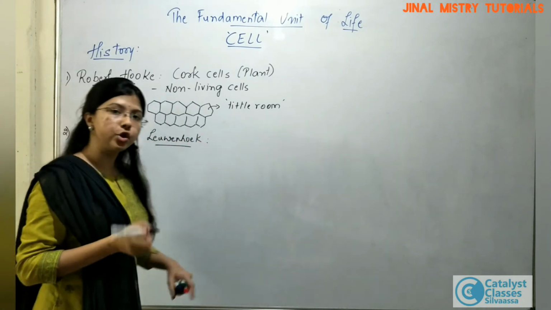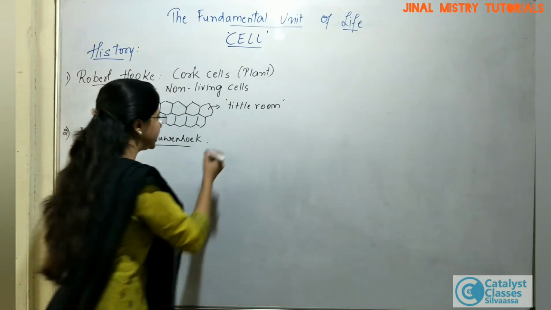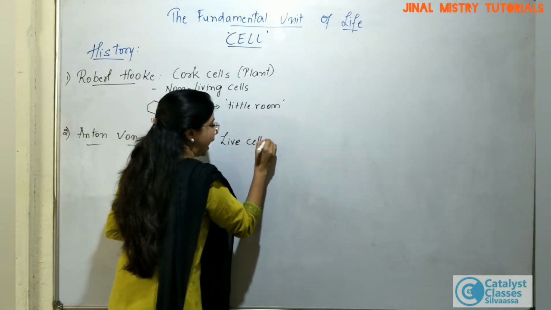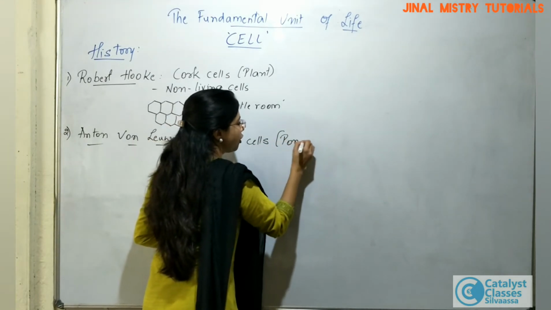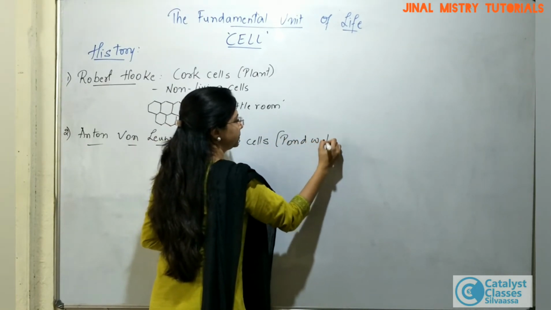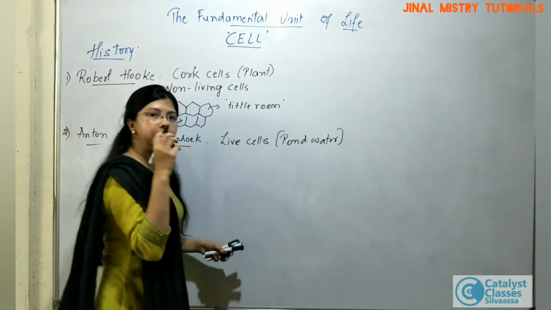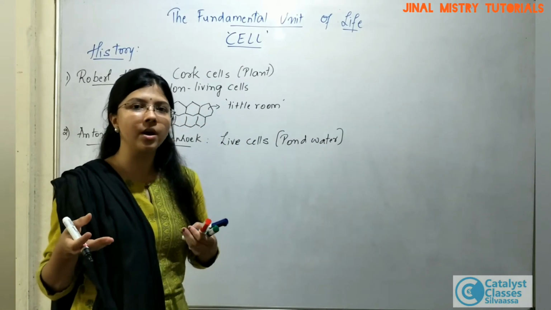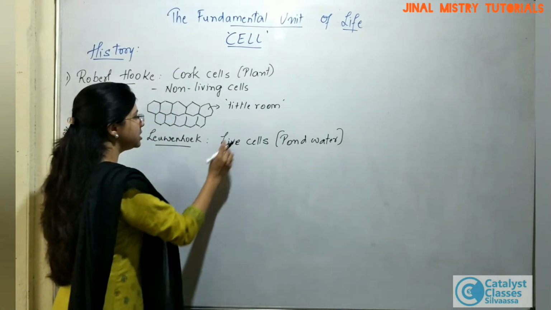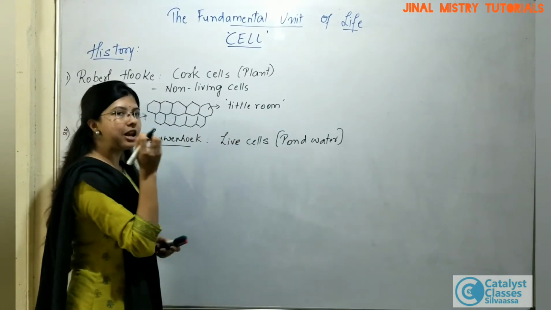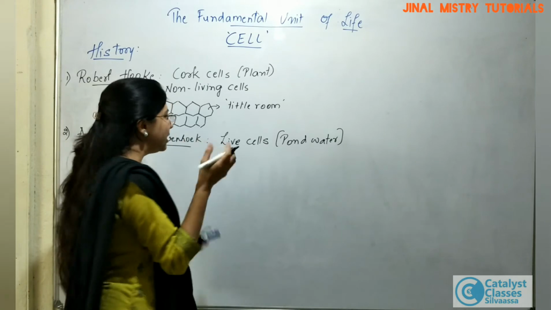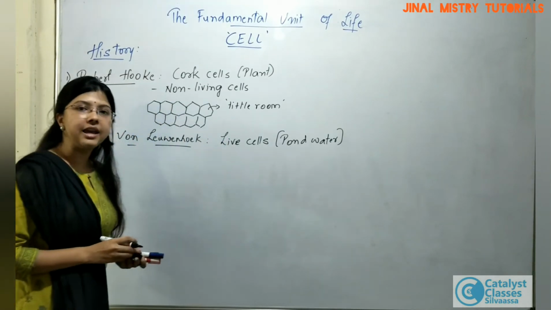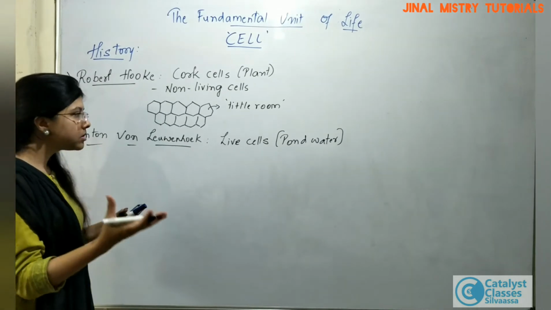Leeuwenhoek again observed cells, but this time he was observing live cells. And where did he observe these live cells from? From pond water. He made his own microscope, took a sample of pond water and observed it under that microscope. What he found were certain single-celled organisms. And these cells first observed by Leeuwenhoek were live cells, live systems.